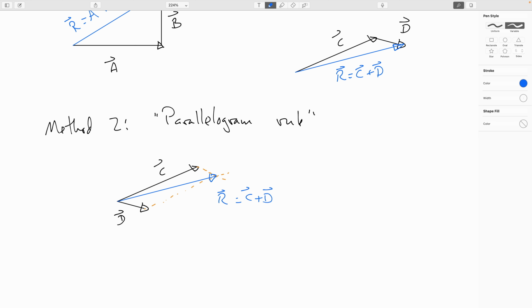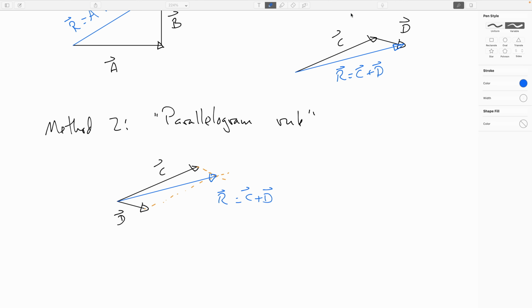And personally, I find that it's about a 50-50 split when I'm thinking about kinematics type stuff. I am more likely to use the tail to head rule, and when I do forces, as we'll see in a later video, when we start drawing free body diagrams, you tend to draw diagrams where the tails of all the vectors are in one spot. So then the parallelogram rule becomes maybe a bit more useful.